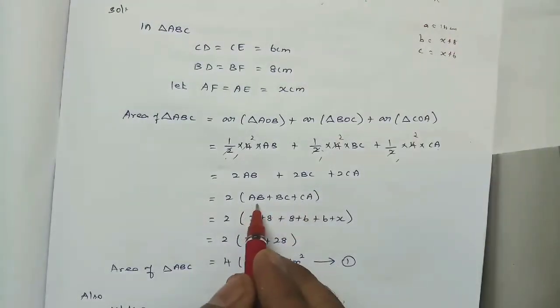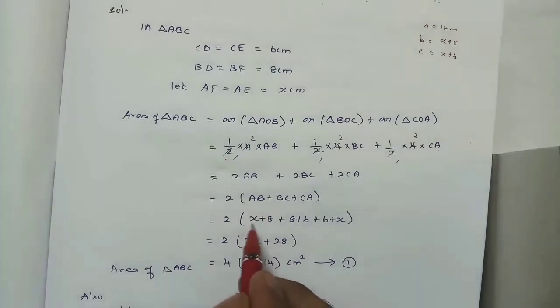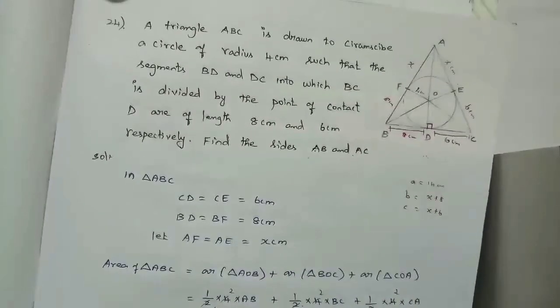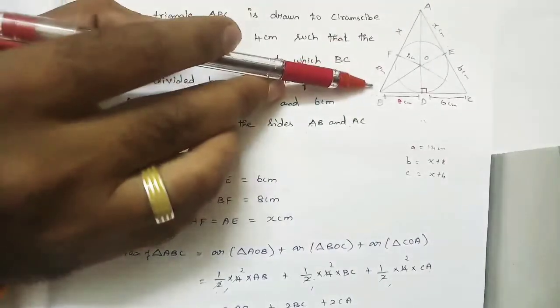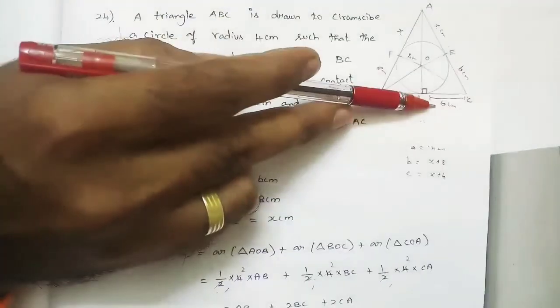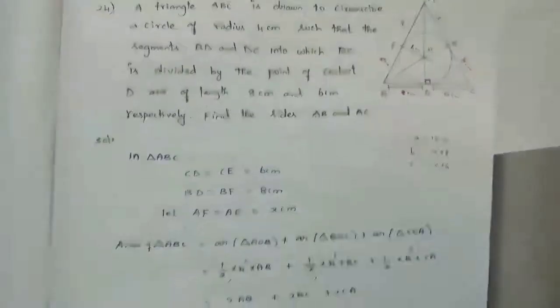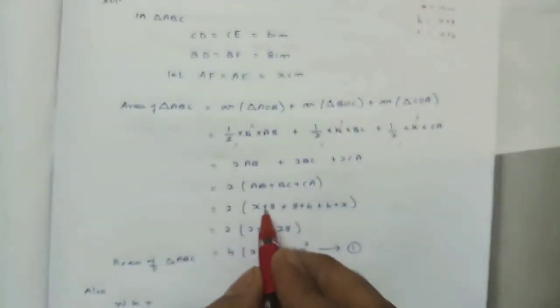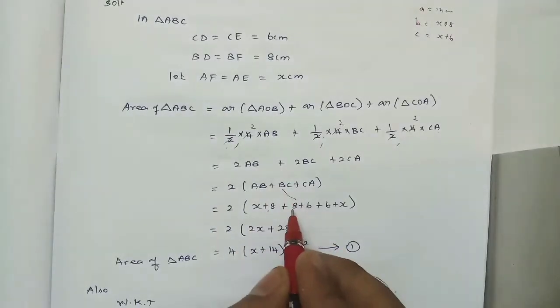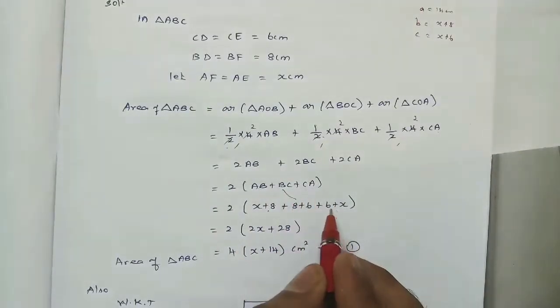What is AB? The length of AB is x plus 8 centimeter, right? See the diagram. AB is x plus 8 centimeter. BC is 8 plus 6, 14, so BC is 14 centimeter. CA is x plus 6, that only, right? I'm substituting: x plus 8 is AB, BC is 8 plus 6, and CA is 6 plus x.